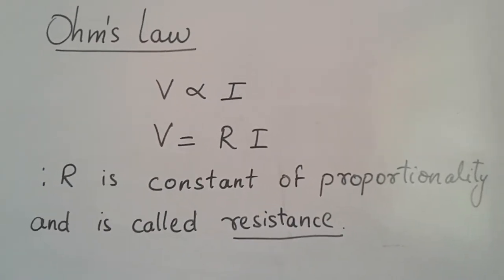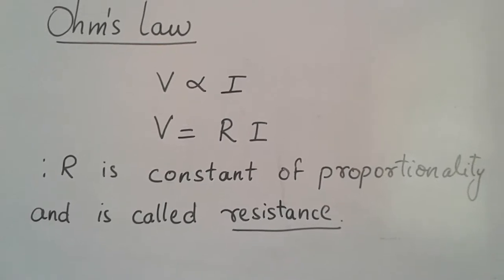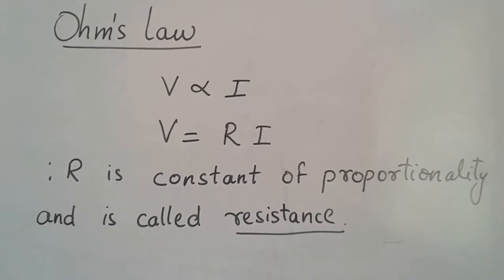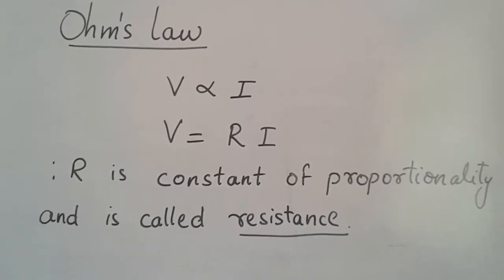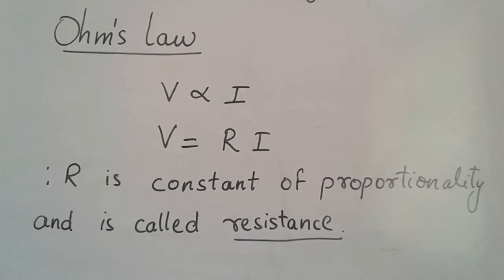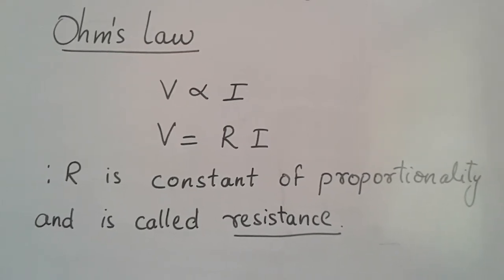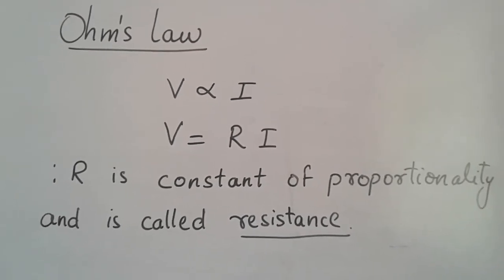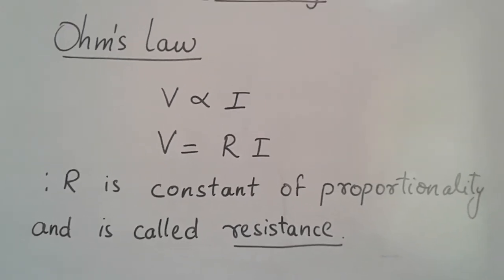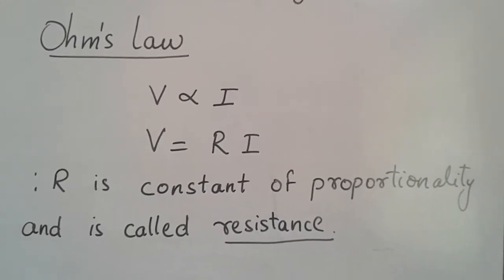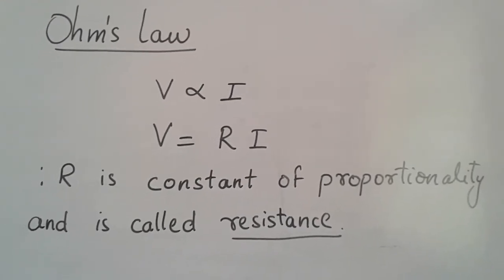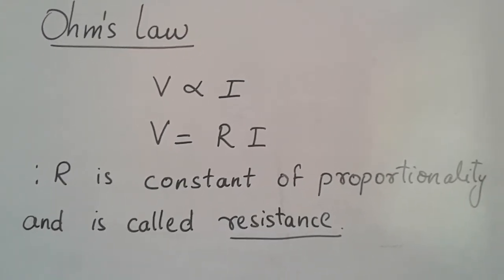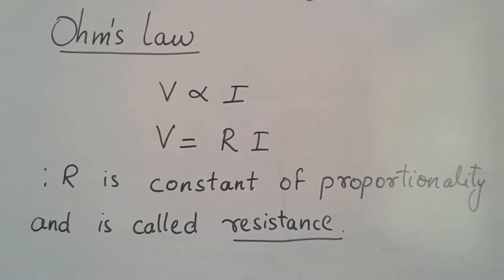So this is the mathematical form of Ohm's law. V is proportional to I, and if we remove the proportionality sign, we get V equal to RI. What is R here? R is a constant of proportionality and is called resistance. Sir George Simon Ohm himself named this constant as resistance. Children, resistance is another very big topic in electric current, and we will be seeing that in our next class.